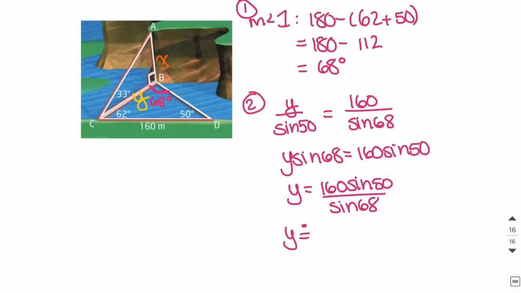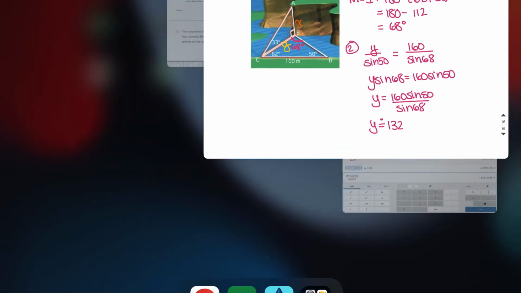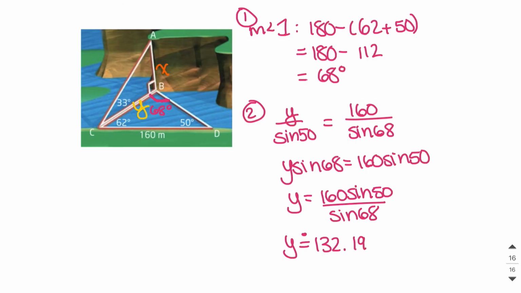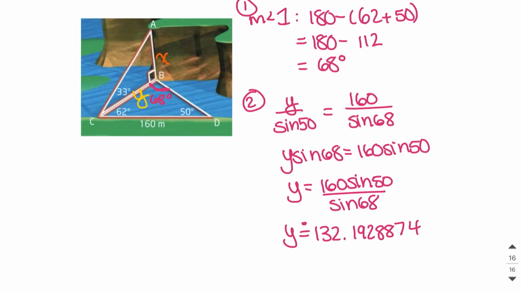Here, I can say that y is approximately equal to 132, but I don't want to round yet because this isn't my final answer. So I'm going to go out a few digits. So 132.1928874. That doesn't mean that this is the exact answer because there's more digits after that 4, but our calculator went that far, and I think that's sufficient for us to be able to figure out what to do here.